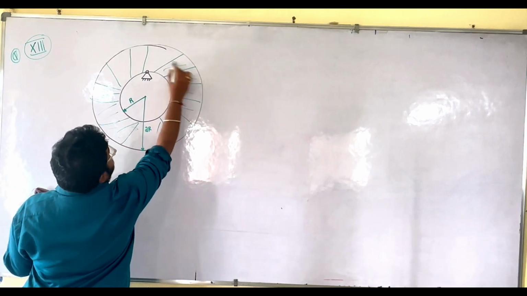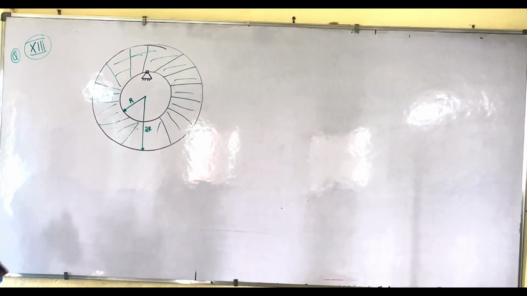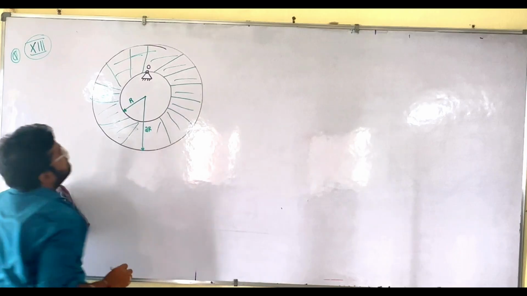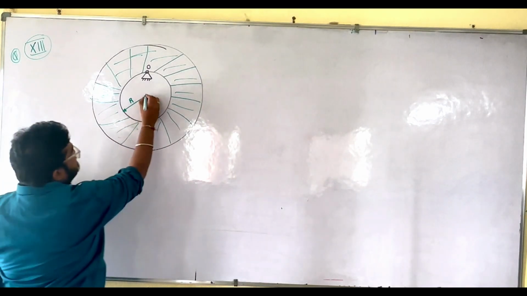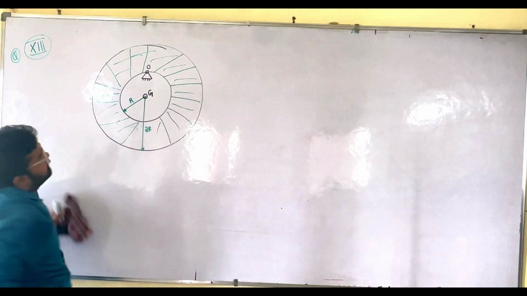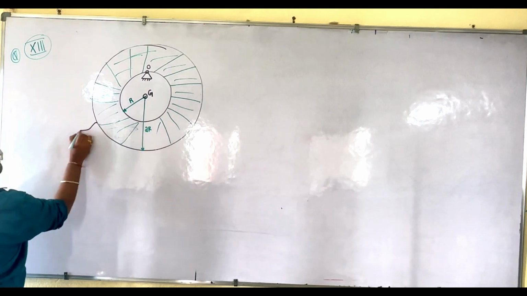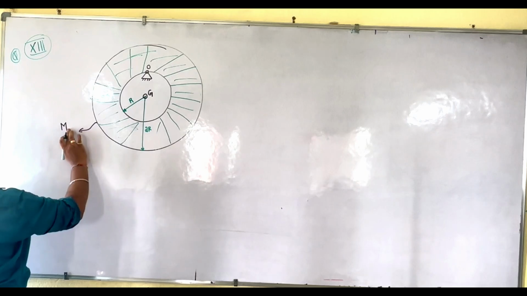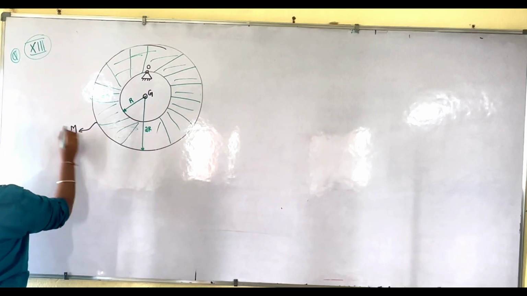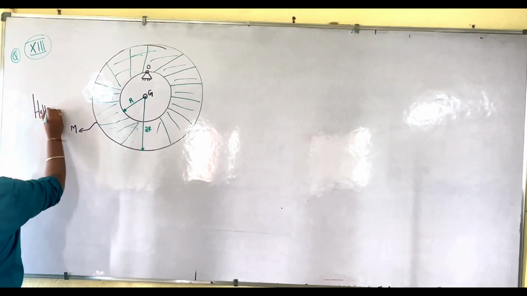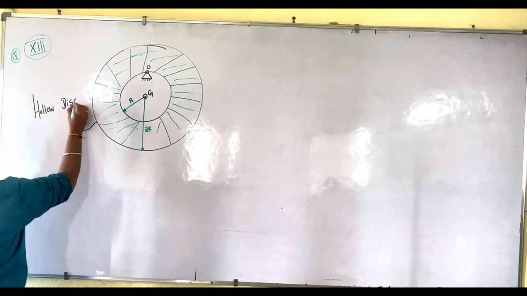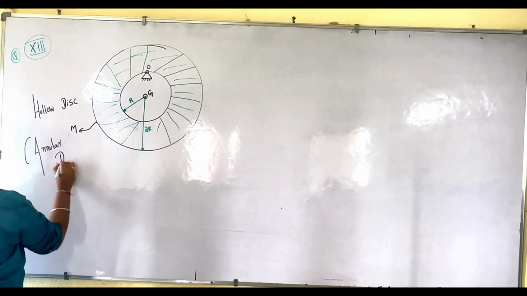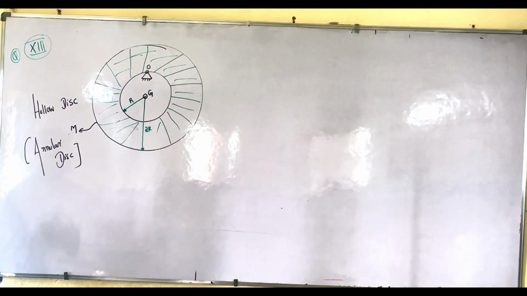Okay, inner radius and outer radius. Are you following? Pivoted at point O. This is the center G. So here, we have an annular disc of mass M, with inner radius and outer radius. This is a hollow disc, or annular disc.